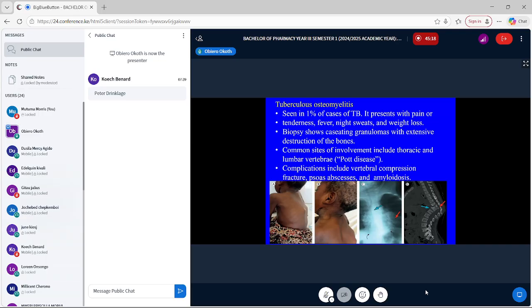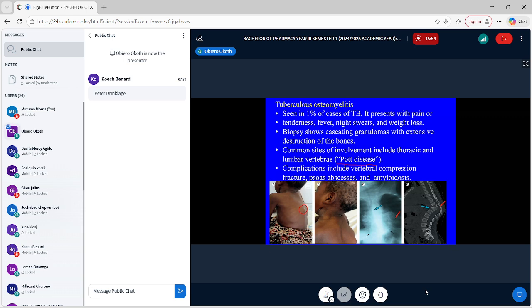Tuberculosis osteomyelitis is basically the same. First, they have weight loss. And you do a biopsy, you see caseating granulomas, granulomas with the bone destruction. And the common bone that is involved is the lumbar vertebra. Tuberculosis osteomyelitis, the term normally used is Pott's disease. Pott's disease is tuberculosis osteomyelitis of the thoracic or lumbar vertebra.